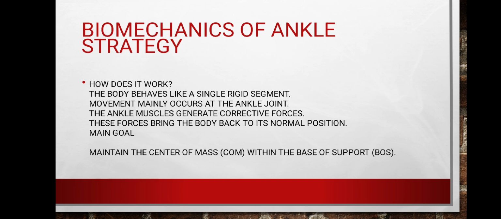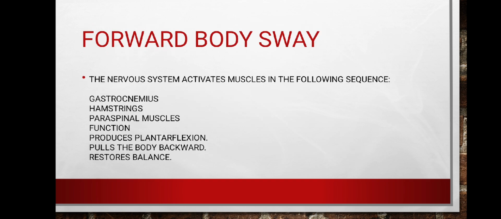When a perturbation occurs, the body rotates around the ankle joint while maintaining alignment between the head, trunk, pelvis, and legs. Instead of bending at multiple joints, the body behaves as one unit. Neuromuscular response during forward sway. Let us consider a situation where the body sways forward. As the body leans forward, the center of mass moves anteriorly.